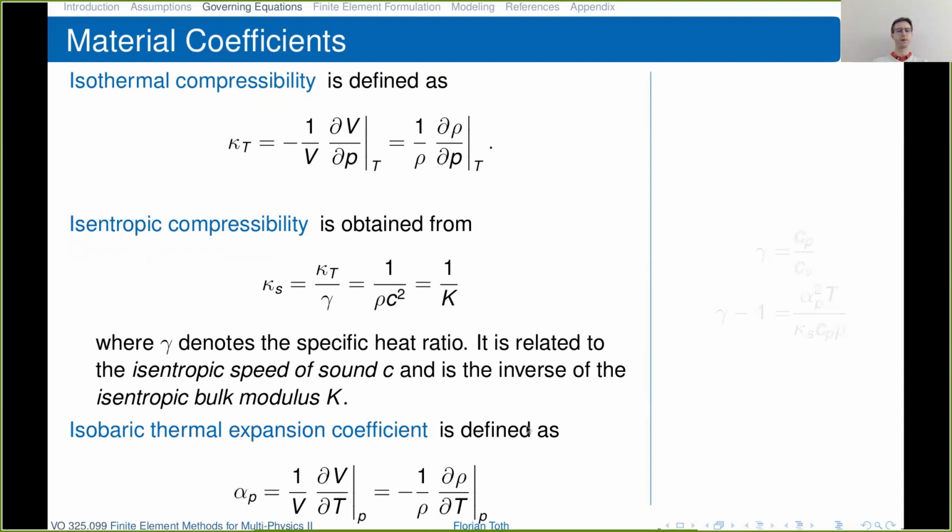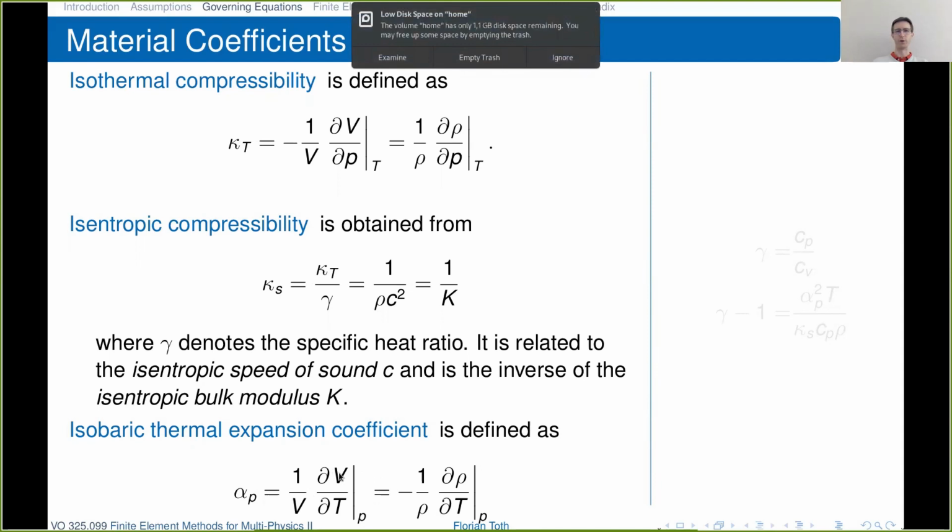And the last material coefficient we need is the isobaric thermal expansion coefficient, denoted by alpha, which is defined as 1 over the volume and the partial derivative of volume with respect to temperature at constant pressure. And again, you can write this in terms of the density too. Here on the right-hand side, I've given for your reference a few relations between the material parameters that are not straightforward at first glance, but you can use them to compute one from the other. So they're given here for your reference.